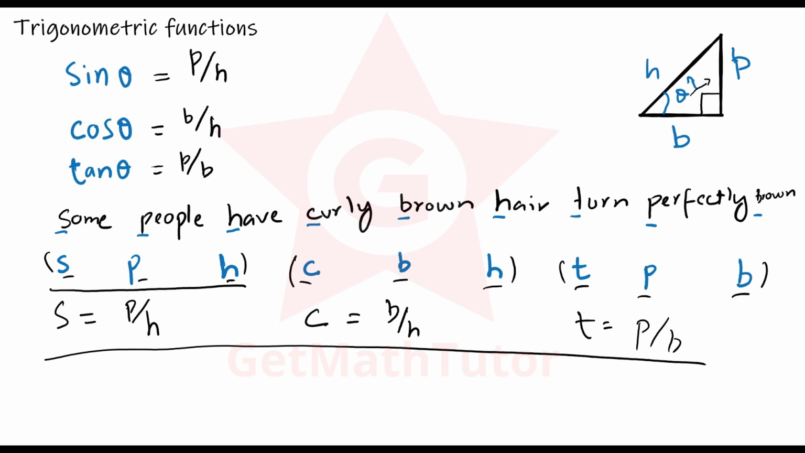Some people have curly brown hair turn perfectly brown. Okay? So using this sentence, you can remember how sine, cos, and tan actually relate your angle of the triangle to the sides of a right angle triangle.